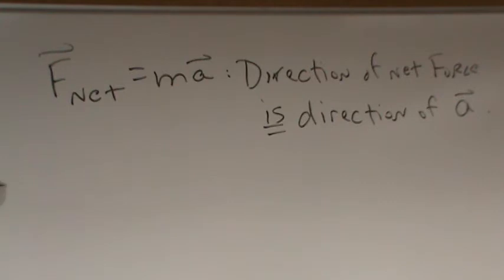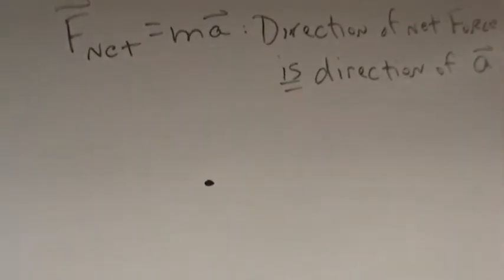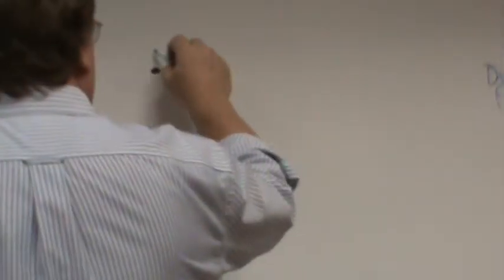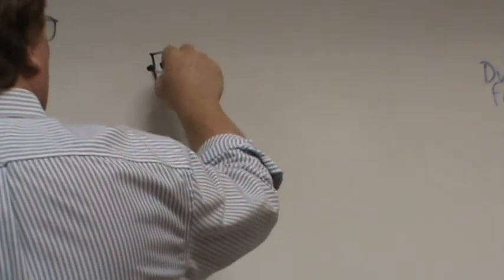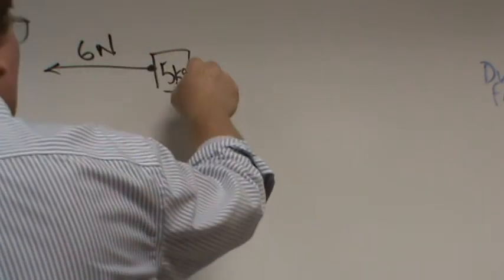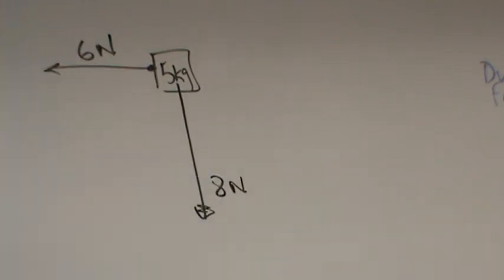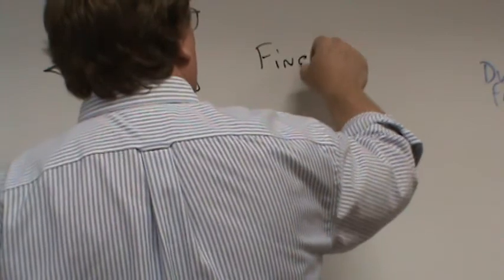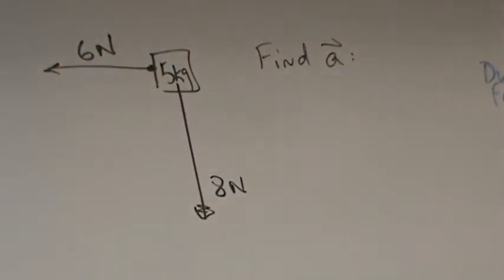So please do this problem. Let's say we are looking down on a couple of people pushing on a box, okay? And suppose this is a 5 kilogram box. And I've got one guy pushing to the left with 6 newtons of force, and another guy pushing down with 8 newtons of force. I'd like you to please find the acceleration, both magnitude and direction. Good luck.